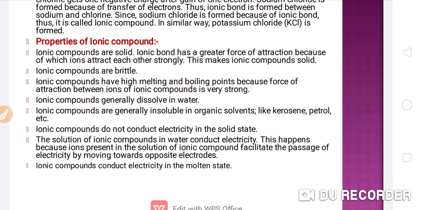The solution of the ionic compound in water conducts electricity. This happens because ions present in the solution of the ionic compound facilitate the passage of electricity by moving towards the electrodes. Now last point, ionic compounds conduct electricity in the molten state.